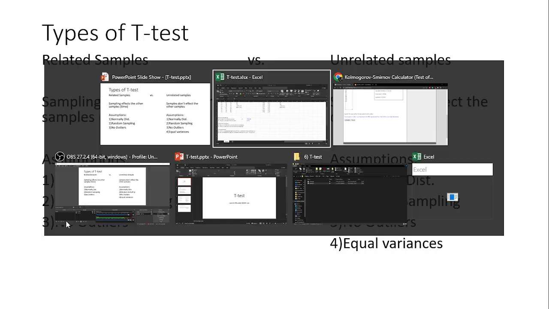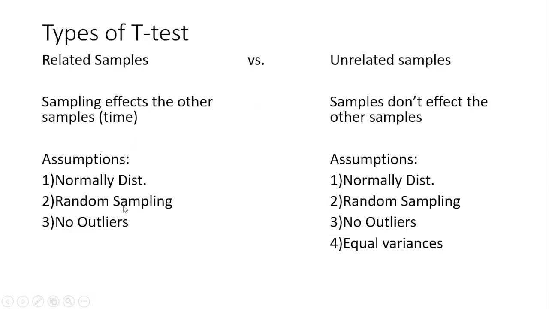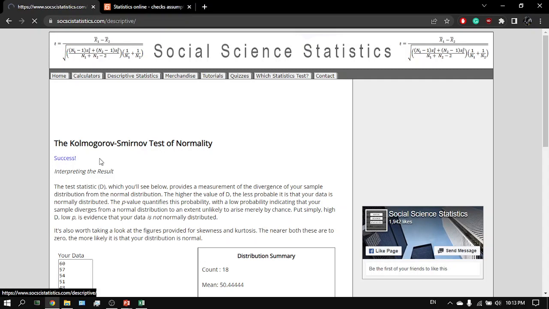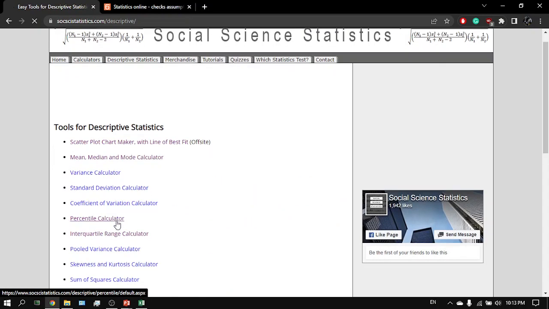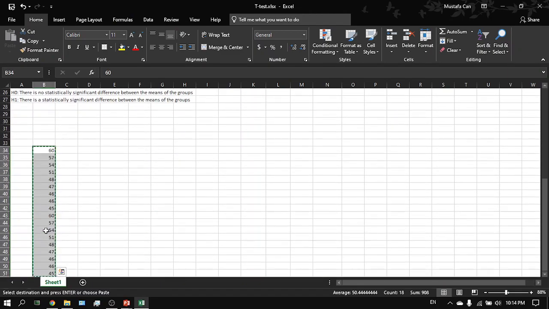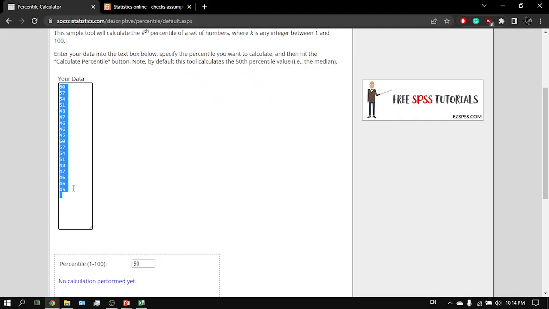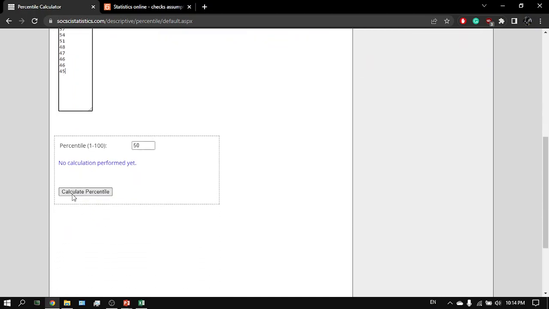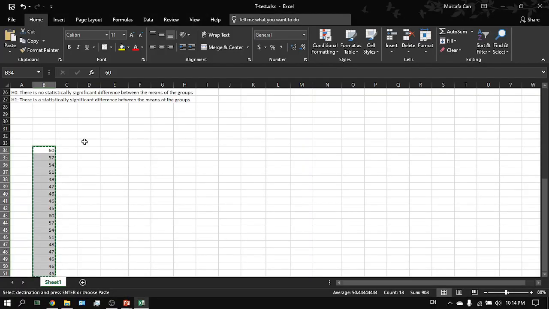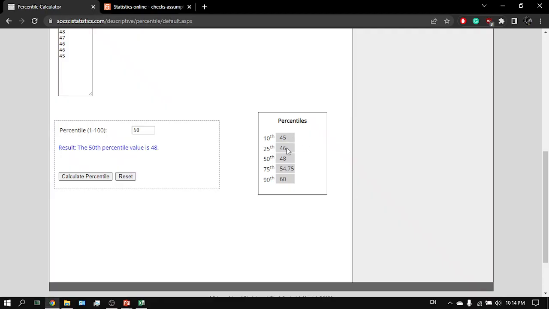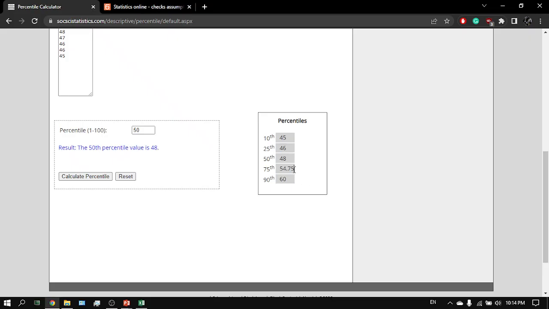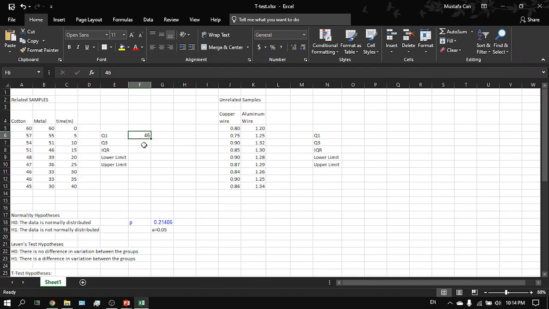And let's see if our data set has outliers or not. So I come to descriptive statistics and the percentile calculator. I place my data right here. Bam, here. Clear the spaces, and let's see the percentiles. For Q1, I take the 25th percentile. Nice. And I take this one, which is my Q3.